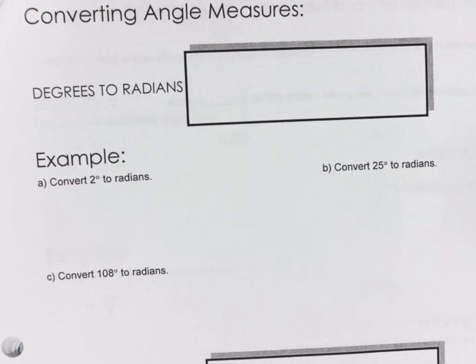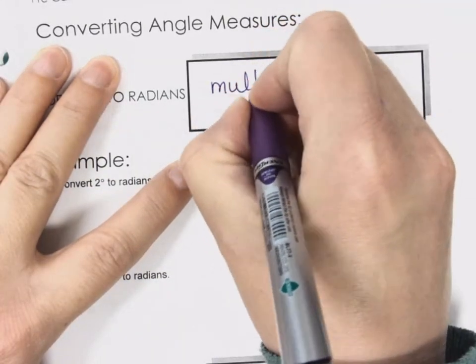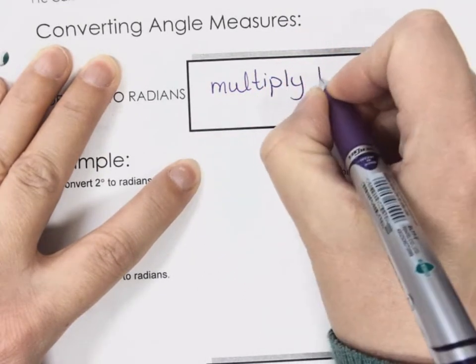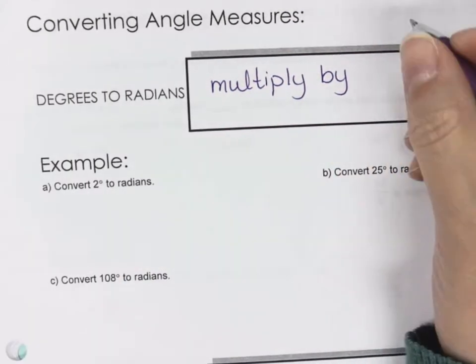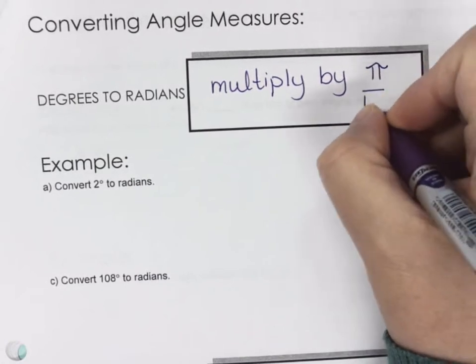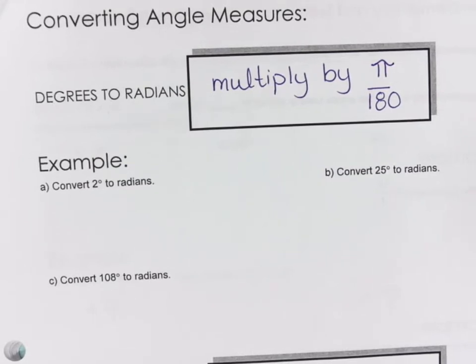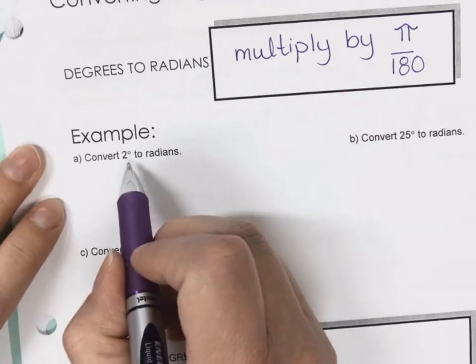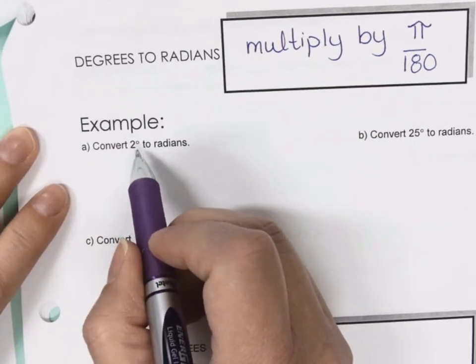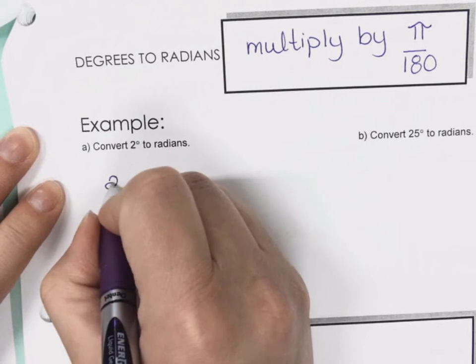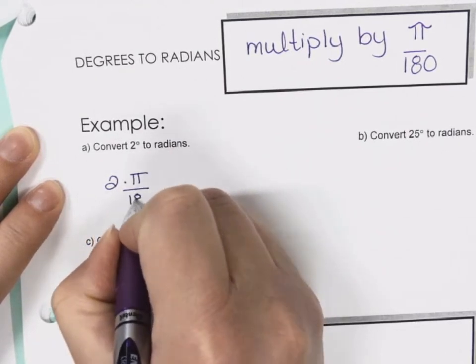Degrees to radians. If I give you degrees and I want you to convert it to radians, you multiply by, this is from your table, pi over 180. And then you're going to reduce the fraction. In this one it's given me 2 degrees, and it wants it in radians. So that's going to be 2 times pi over 180.